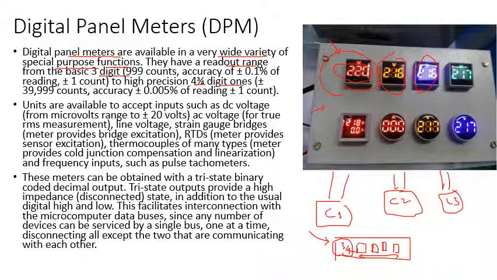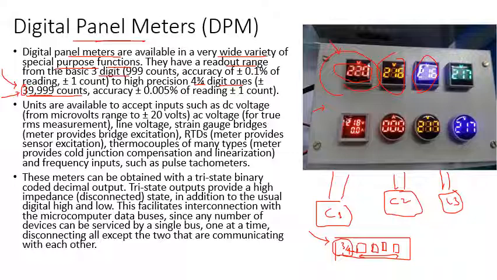Or you can see here it is written 3, 4 and 3/4 digits. So the 4 nines are there, which you can display from 0 to 9, but this one is only till 3. So you can only display 0, 1, 2 and 3 like that. We will discuss in detail what the digits are, but try to remember these details about digital panel meters. It ranges from 3 digits to 4 and 3/4 digits.